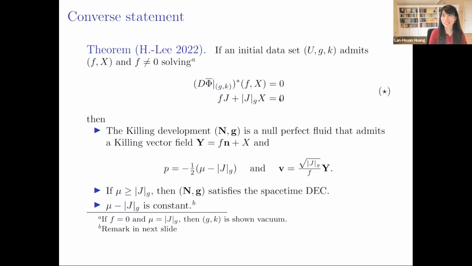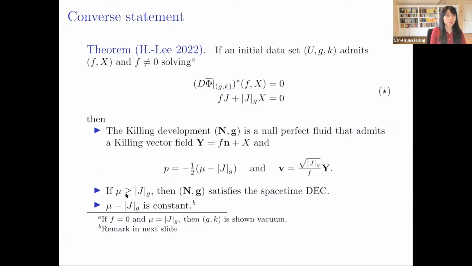So once we have this initial data, and assuming the lapse function is non-zero, then using the Bicrucial construction, we can construct a space-time called the Killing development. Furthermore, we find that the Killing development will be a non-perfect fluid and has a Killing vector field Y. Moreover, all the quantities, pressure P and the vector field V, the space-time quantities, can be written purely in terms of initial data.